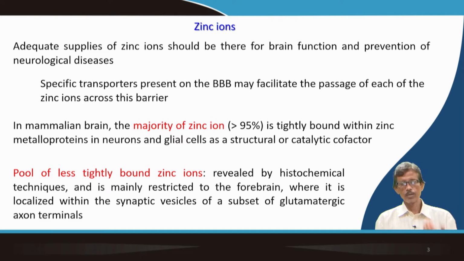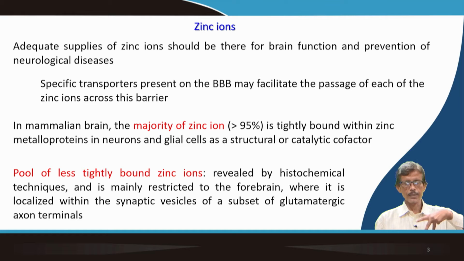So, it is the front side of the brain where it is localized within the synaptic vesicles, because the synapses are required basically for transferring the signals and all these things. So, in the bound form and in the closed form or in the released form, these zinc ions can be very important for signal transduction or other reactions. So, it is basically another subset of glutamatergic axon terminals.